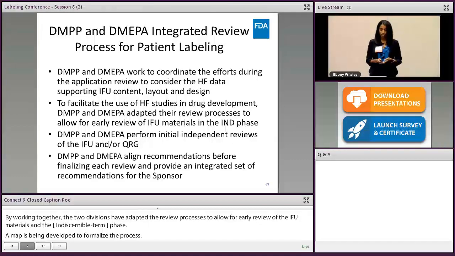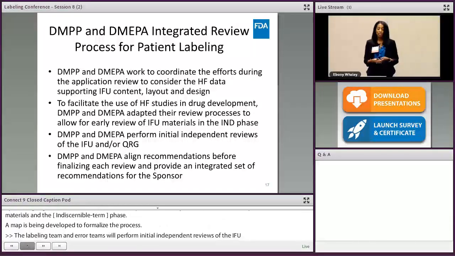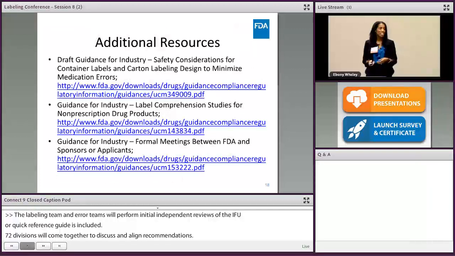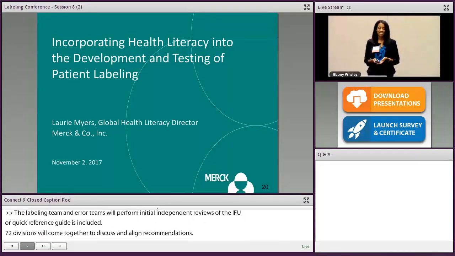Our patient labeling team and medication error teams will perform initial independent reviews of the IFU or quick reference guide if included. Then the two divisions will come together to discuss and align recommendations. And it's our hope that by formalizing this process, we can provide an integrated set of efficient recommendations for the sponsor. This concludes my presentation.